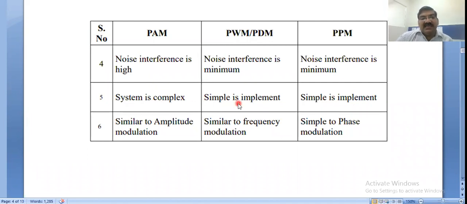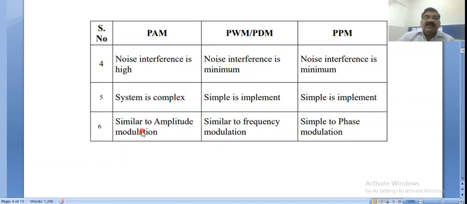But here there is nothing. The things are fixed. You will have a fixed time period. In that maximum time period, you have to adjust the width. So that's why it is called simple. And in pulse position modulation, again, it is simple because whatever the entire variation, you have to adjust in the remaining duty cycle.